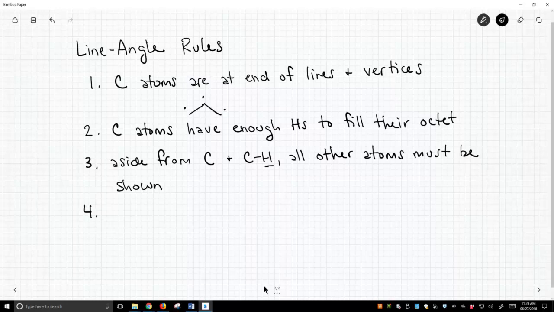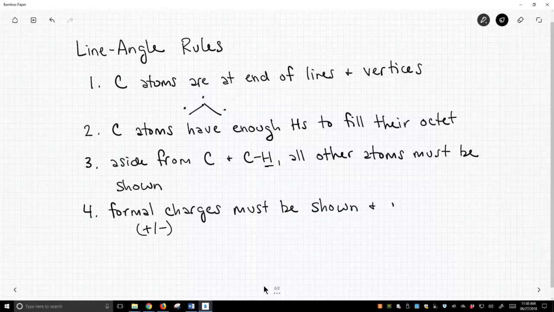And number 4, formal charges must be shown. In other words, if an atom has a plus or a negative charge, it must be shown and circled. Our structures are going to have a lot of stray lines in them sometimes, and you want to make sure that something is clearly a charge, and the way you do that is to circle it.